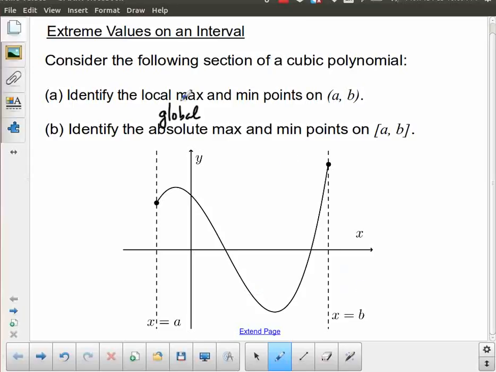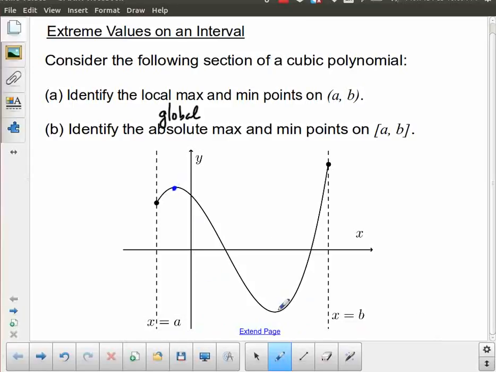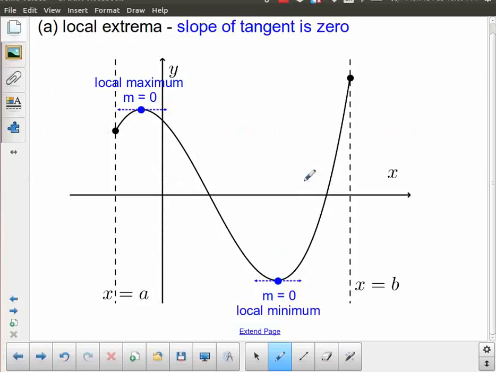So let's start off by looking for the local max and min points. Now, from our graph, we can see here that we have a local maximum here and a local minimum here. But what feature is it that allows me to identify those algebraically? And what we're going to be interested in here is slope. So I've already got that ready for us on the next page.